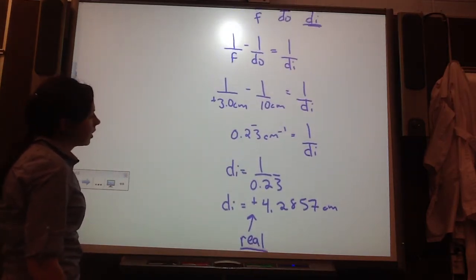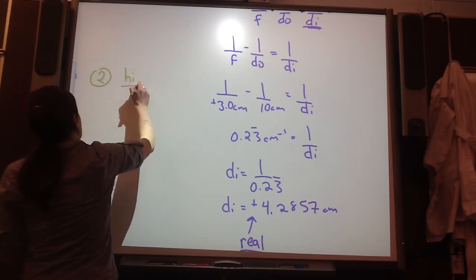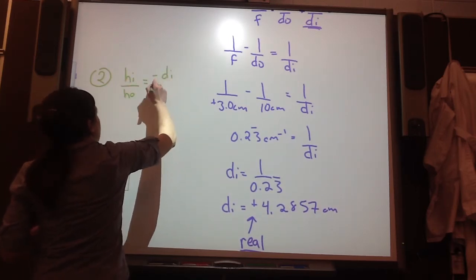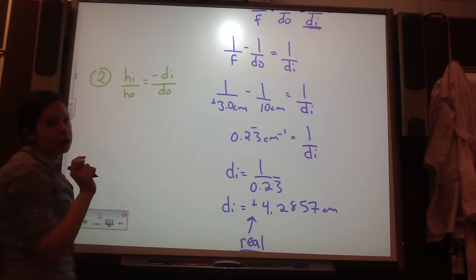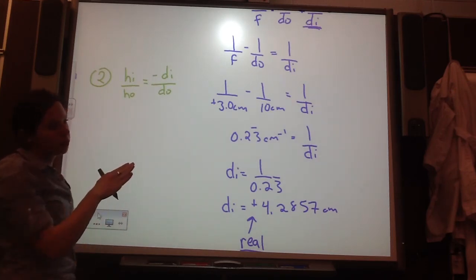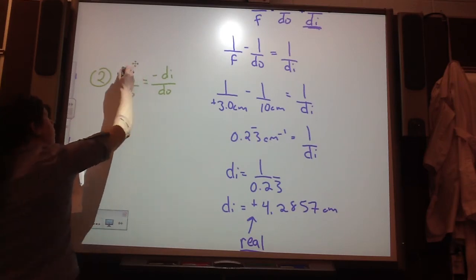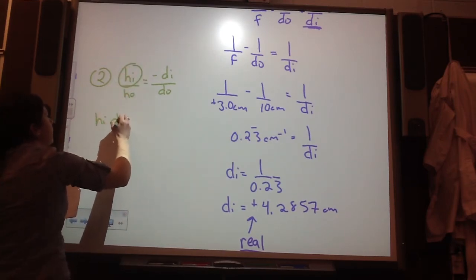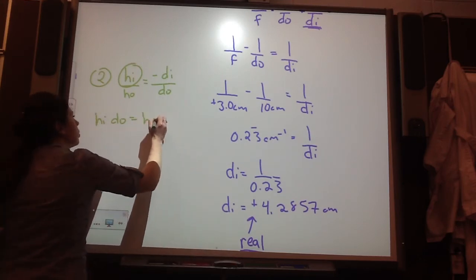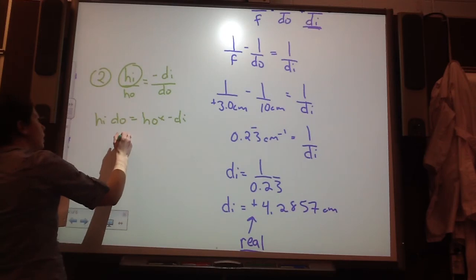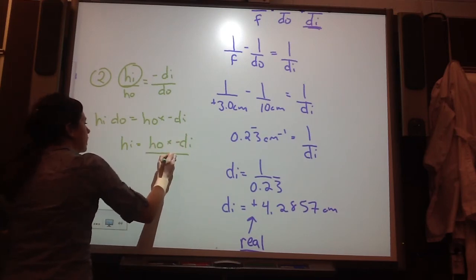So now I can use that value for my second formula. The second formula is HI over HO is equal to negative DI over DO. It's negative there because that's how it actually is in your formula sheet. So just leave that negative as it is because that's how it is on the formula. I'm going to rearrange to solve for HI. If you cross multiply, HO multiplied by negative DI. So to rearrange, I have HI is equal to HO multiplied by negative DI over DO.